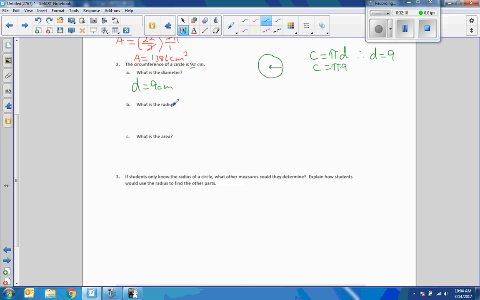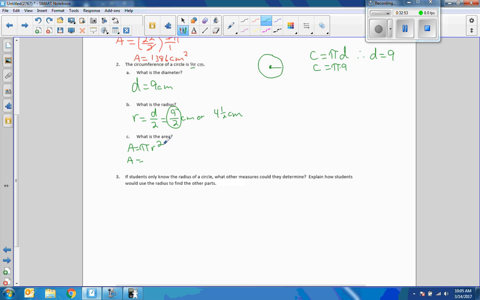What is the radius? Radius equals diameter divided by 2. Therefore, radius equals 9 halves centimeters, or 4 1/2 centimeters. Area equals pi r squared. So area equals pi times my radius squared.